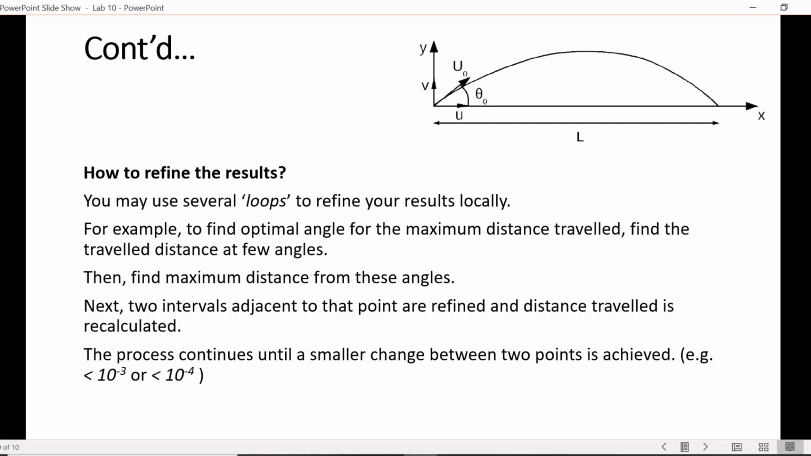In your assignment in question 2, you'll be asked to find the optimal angle for the maximum distance traveled. For that, you may use several loops to find the distance at different angles. This approach is called local refinement. Here we will find the maximum distance from these angles and then find two intervals close to that point of interest and recalculate the distance. This operation should be continued until the change between 2 points is minimal, such as below 10 to the power minus 3, 10 to the power minus 4, and so on.